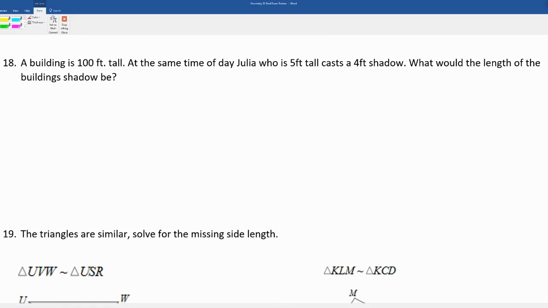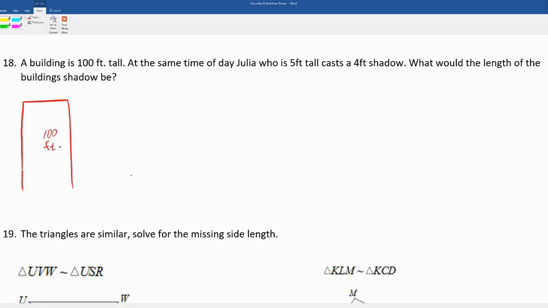All right, number 18. So we got a building. It's 100 feet tall. I'm going to draw a pretty picture because I need that, because I'm visual, just like 80 other percent of our people. Sorry, that's a terrible drawing. There we go. All right, so there's our 100-foot building.